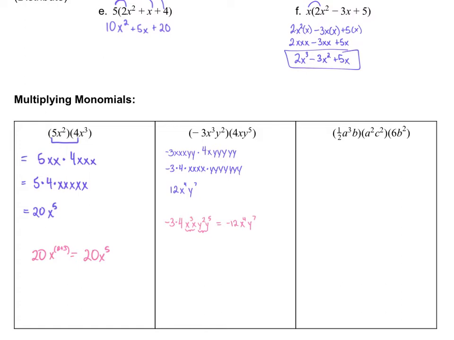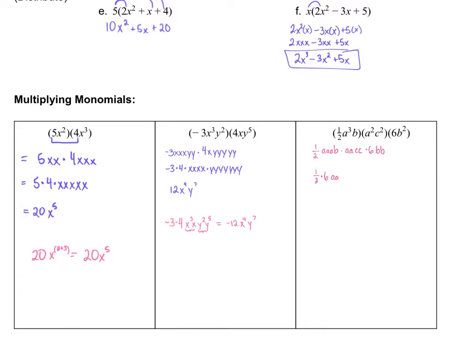All right, this last one, now we have 3 terms multiplying all of a sudden. So let's expand it out. 1/2 times a times a times a times b times a times a times c times c times 6 times b times b. So let's put all the like variables next to each other. So I'm going to put the 1/2 times 6 next to each other. And again, the reason I can rearrange it is because of the commutative property, everything is multiplying, so the order does not matter. And then let's take care of all the a's.